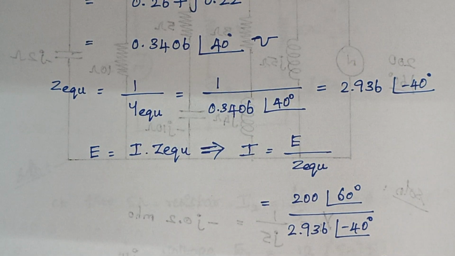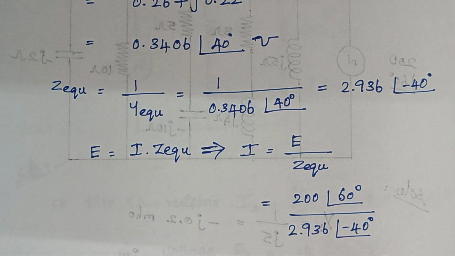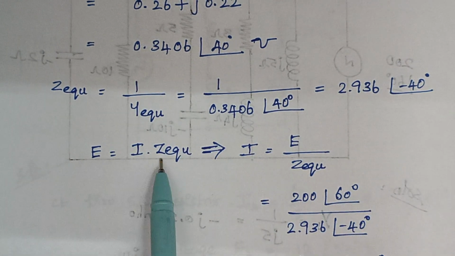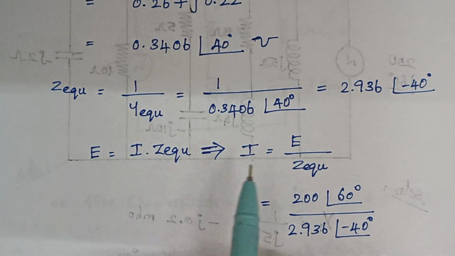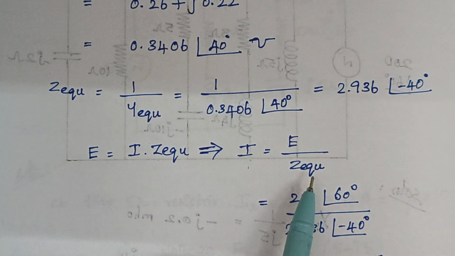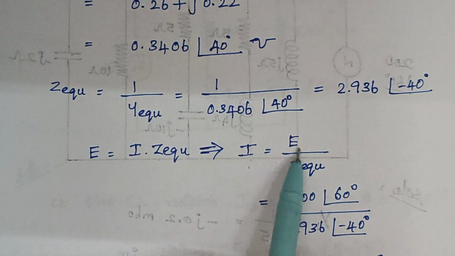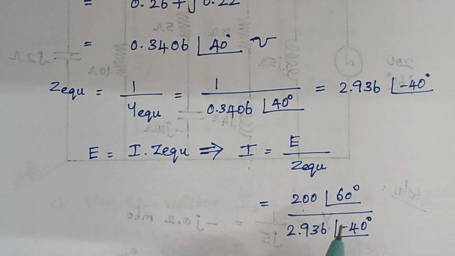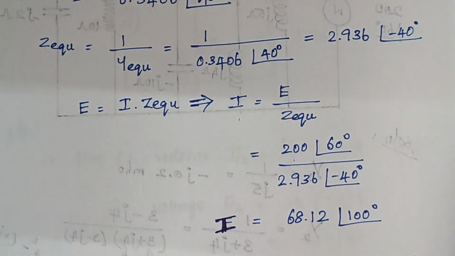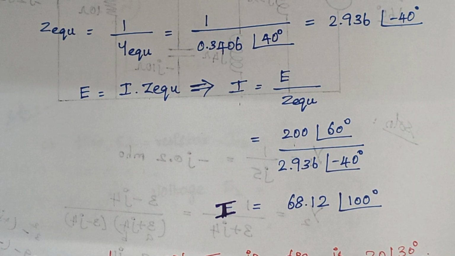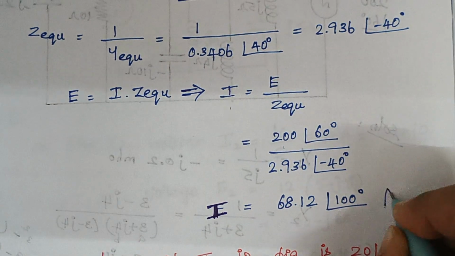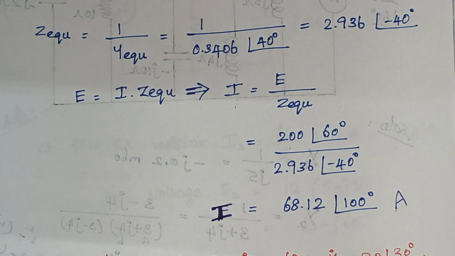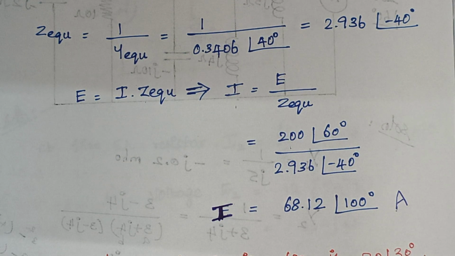And the next thing is we are asked to calculate the total current. Current is given by the basic Ohm's law, V is equal to IR. So here we use E is equal to I into Z equivalent. Therefore I is nothing but E by Z equivalent. The value of E is directly given in the problem, and Z equivalent we have just calculated. Just substitute it and finally the value of current is calculated as 68.12 with an angle of 100 degrees. If you want, you can even convert this into rectangular form also.